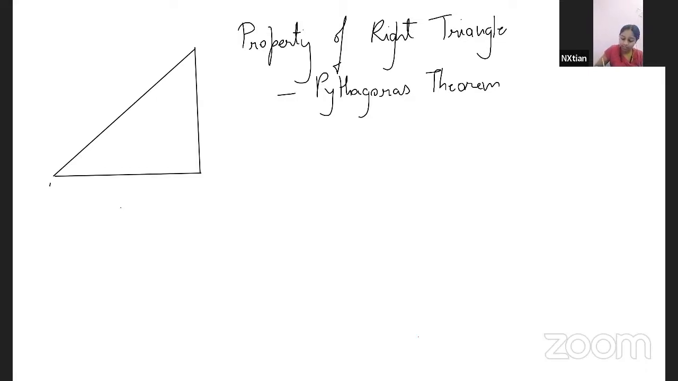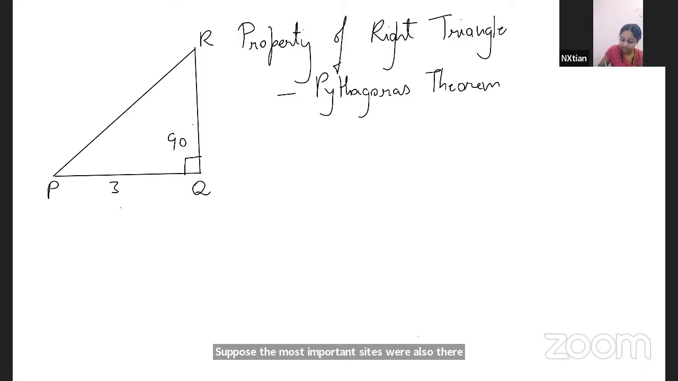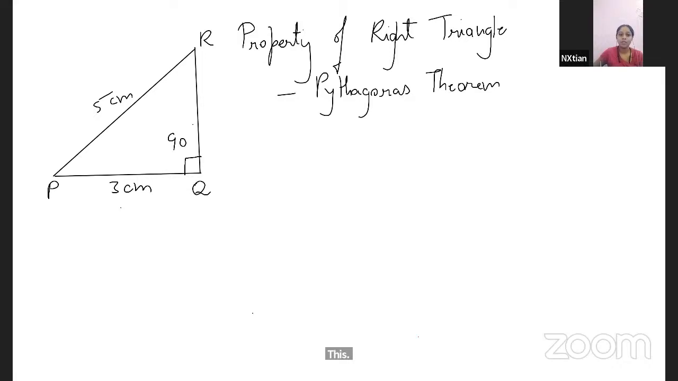Let's name it triangle PQR. Q is forming an angle of 90 degrees here. Now suppose the measurements of sides are also given. It is 3 centimeter, and this is 5 centimeter.